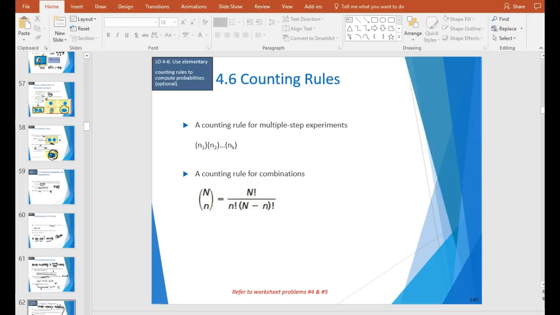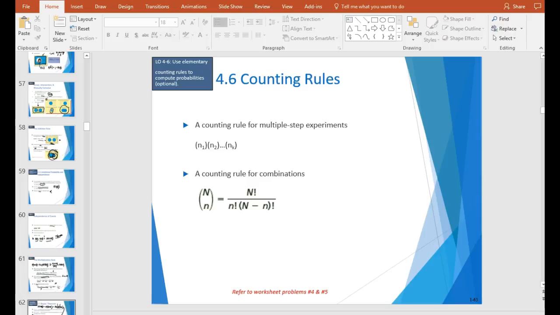Multi-step: if an experiment can be described as a sequence of k steps, in which there are n1 possible outcomes for the first step, n2 for the second step, and so on, all the way up to nk, the way that we would count the experimental outcomes is just the product, n1 times n2 all the way up to nk. If that sounds math jargony, I think it'll become more clear with the example. So don't worry if you don't understand just based upon that. We'll get into it in the example, and I think it'll become very clear what that means.